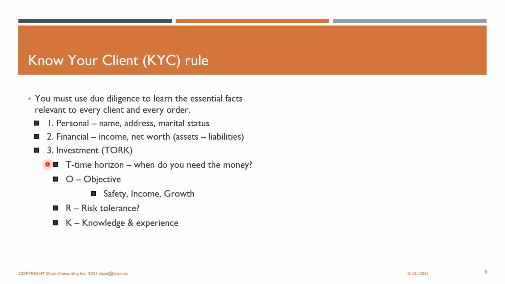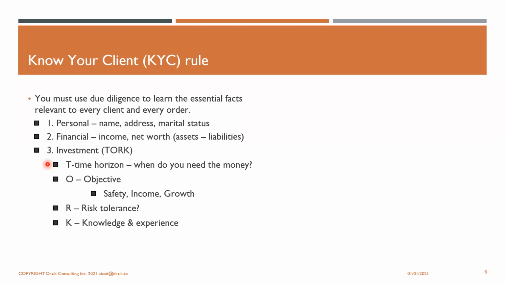If they are retiring at age 65, they're not going to take out all the money all at once. They're going to take it out over like 10 years or some time period, right? So time horizon is when do you need the money, right? That is based on T.